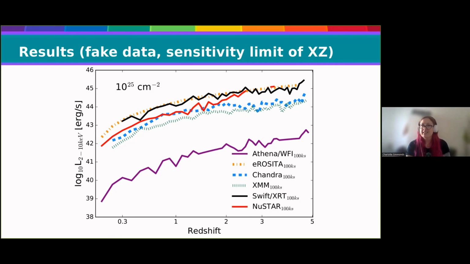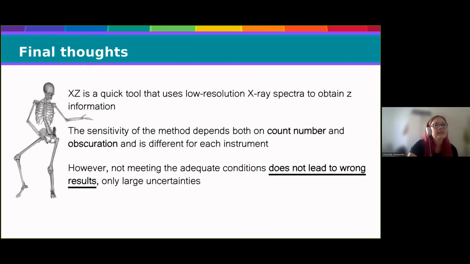And to my understanding, it's being used today by some groups, which is pretty cool. So yeah, my final thoughts would be that it's a quick tool that uses low resolution X-ray spectra to obtain redshift information. And the sensitivity depends on both the count number and the obscuration. And there's a bit of a power play between those two, as I showed you previously. This is different for each instrument as well.